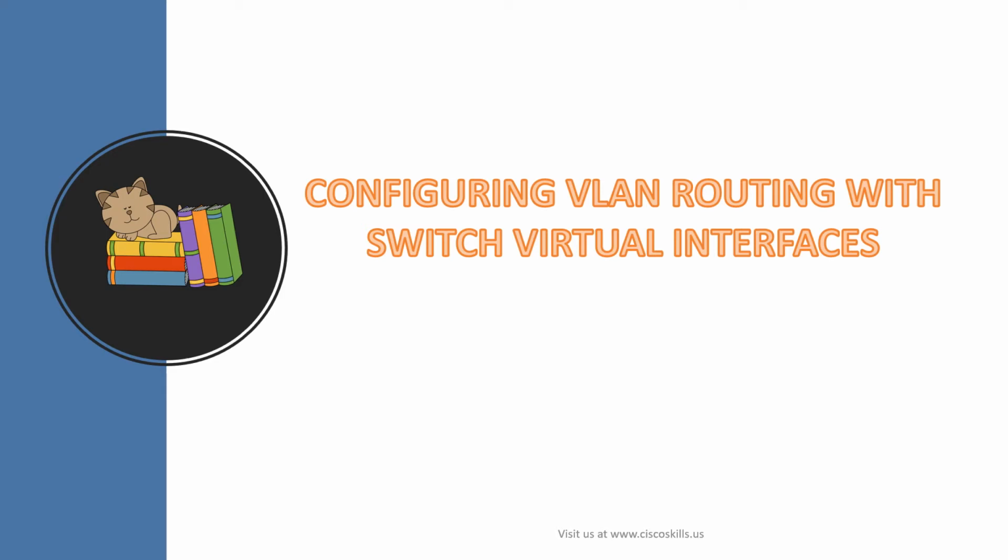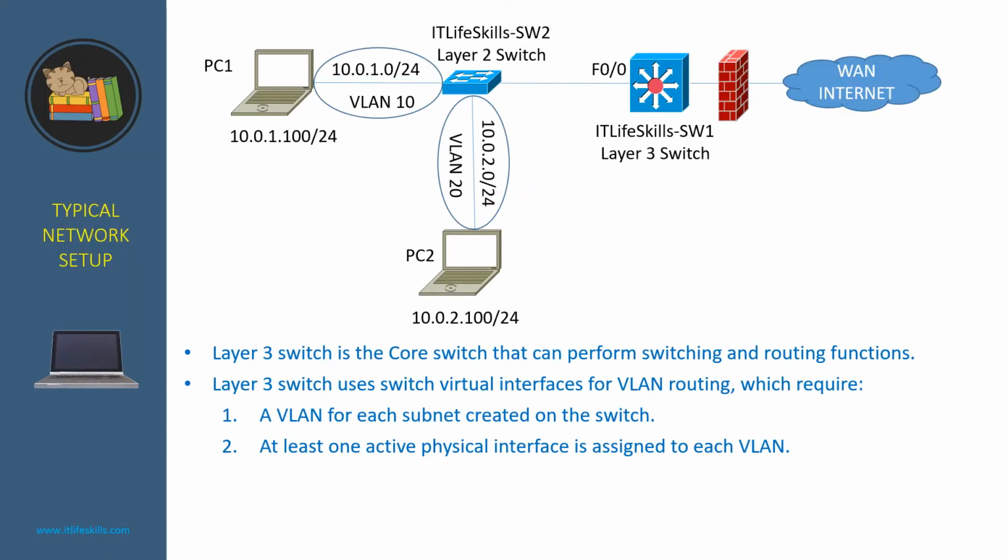Let's learn about configuring VLAN routing with switch virtual interfaces. This is a typical network diagram of an enterprise nowadays, in which a layer 3 switch is used for VLAN routing. A layer 3 switch is usually a core switch in the network that can perform switching and routing functions.